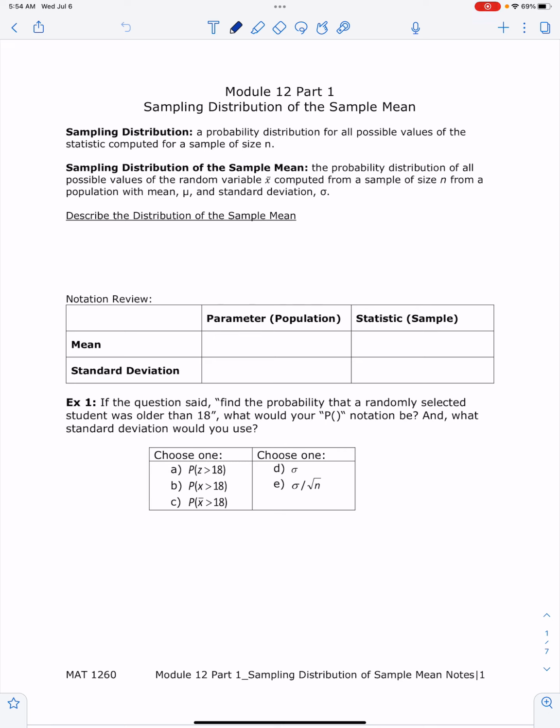Okay. So a sampling distribution is a probability distribution for all possible values of the statistic computed for a sample of size n. So here's what this looks like. Suppose I have a population of 100 things, 100 people, 100 bottles of water, whatever. If I take a random sample of 5, throw that back in, and take another random sample of 5, I'm going to do that until I have every single possible sample of size 5.